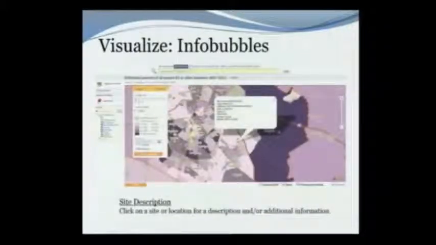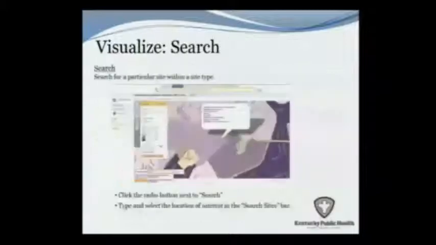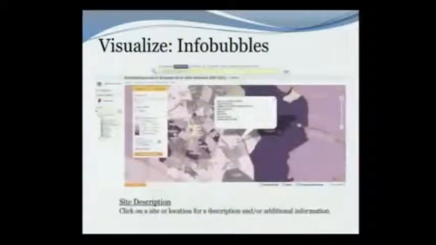Info bubbles. Every time you click on something, a bubble with information pops up, whether that's a location that just tells you this is Bath County, or the particular health statistic for that location. Here I've put all of the pharmacies on the map, and they're color-coded by type, which is pretty cool. I'll show you how to do that in just a second.